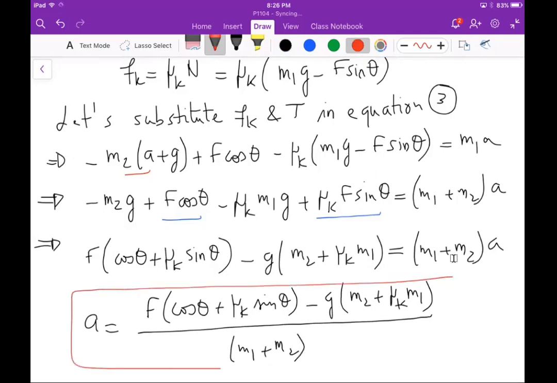So this is the expression of the acceleration of the two blocks in the case where we have two blocks connected through a cable passing by a pulley, and one of the blocks is on a surface with friction and under a constant force F acting on it. So that's it for this problem, for this example.